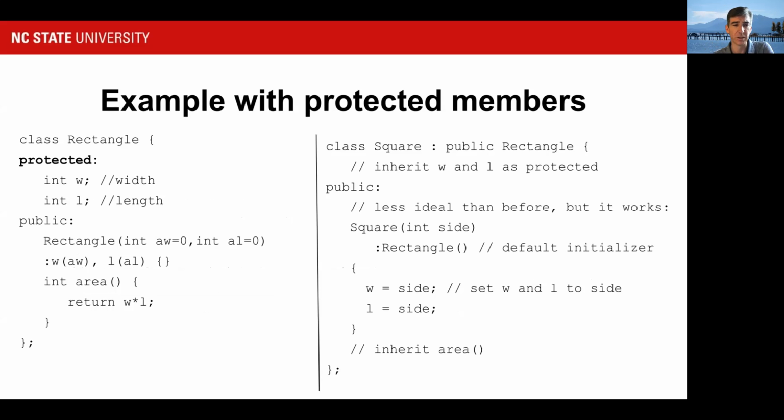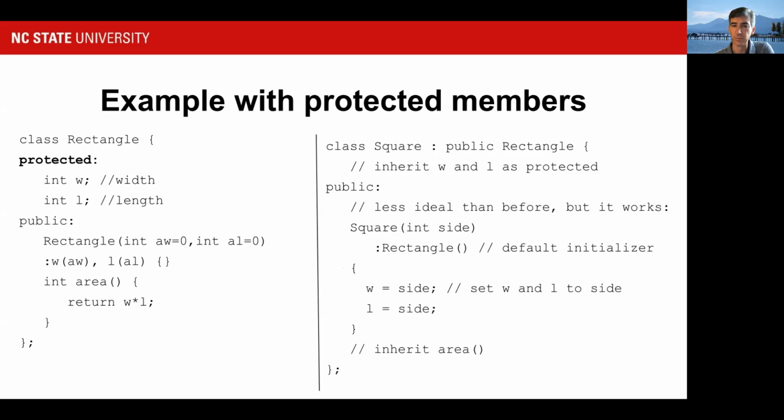So now we can change our rectangle and square code to be a little more flexible. What we're going to say is that in the rectangle object, the width and length are protected. And then the rest of the code stays the same, right? We still have these public member functions that are the constructor and the area function. And when we inherit from rectangle inside square, because width and length are now protected, square can modify them if it chooses to.